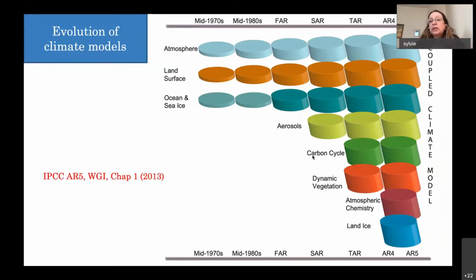Those three are the main components, but then aerosols were added. First they were prescribed and then computed. The carbon cycle was added mainly at the beginning of the 2000s. The dynamic vegetation is not systematically included. In AR5 there were only two coupled models really with dynamic vegetation. Now we hope there are a bit more. Then atmospheric chemistry and land ice. This diagram is a bit optimistic, in the sense that you begin to have models including, for example, land ice, but it's not at all systematic. But it gives you a way of seeing how we progress by adding progressively the different components.